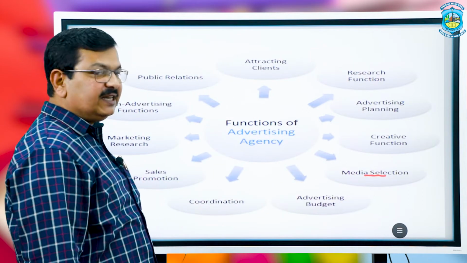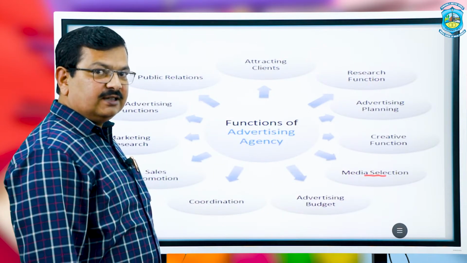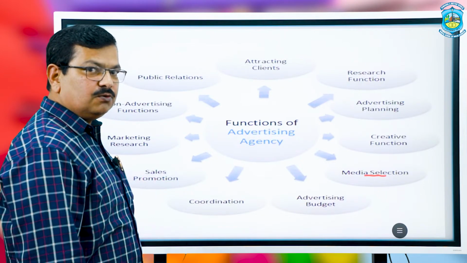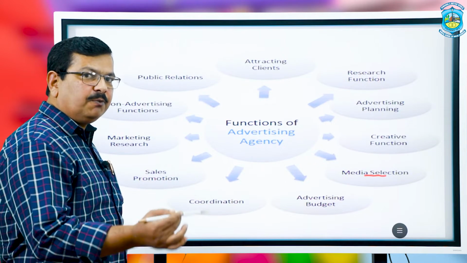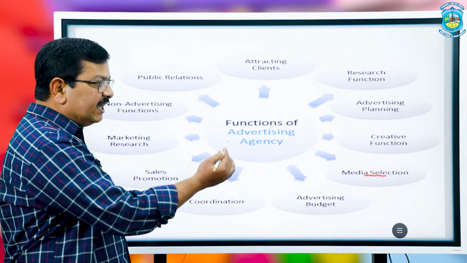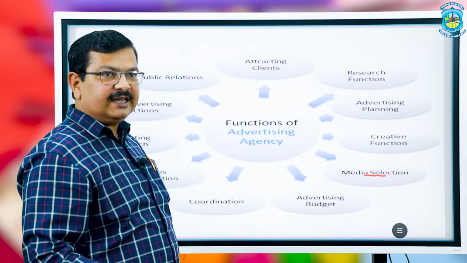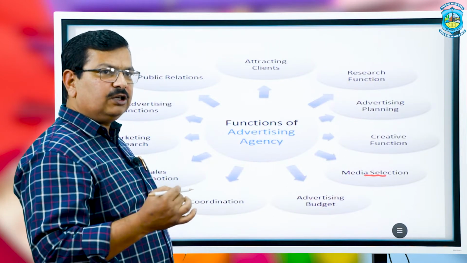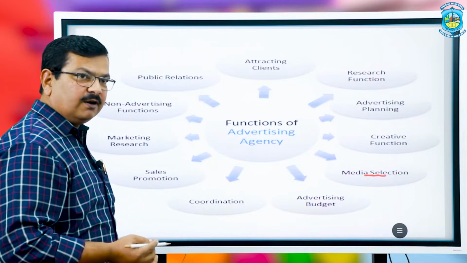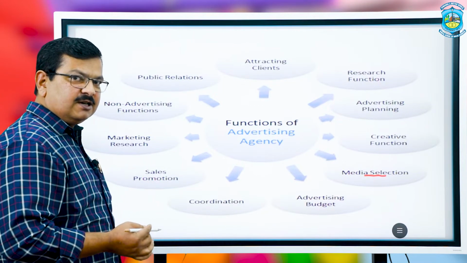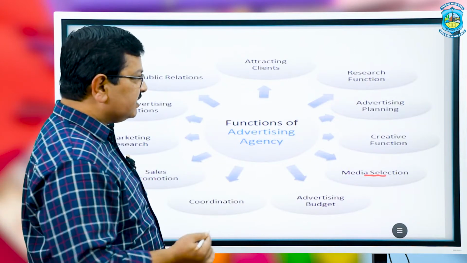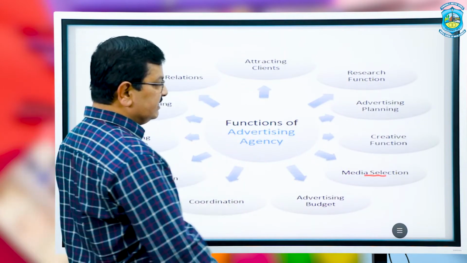Now when I say media selection, it means the advertising agency helps the clients to opt for an appropriate media. It can be single media, it can be multiple media. Simultaneously, the company can use 2, 3 or 4 media for advertising purposes. So the right combination, the right media mix also is suggested by the advertising agency.